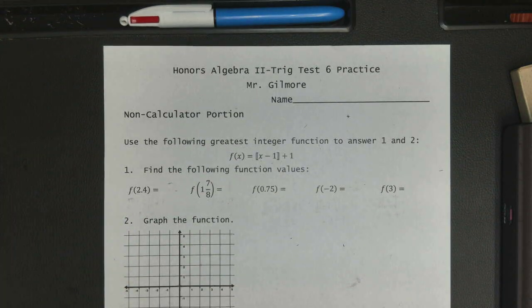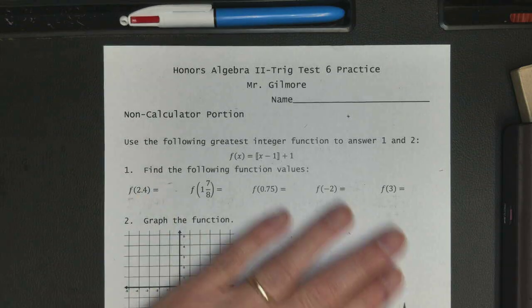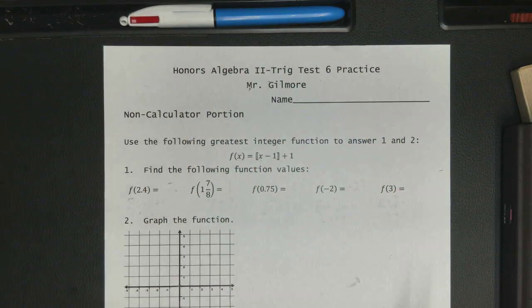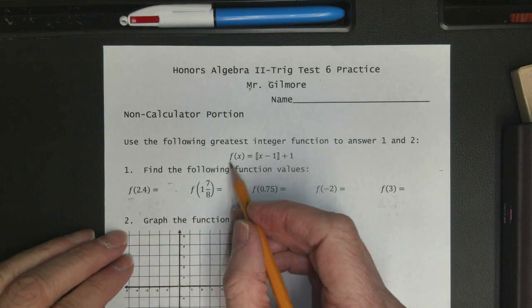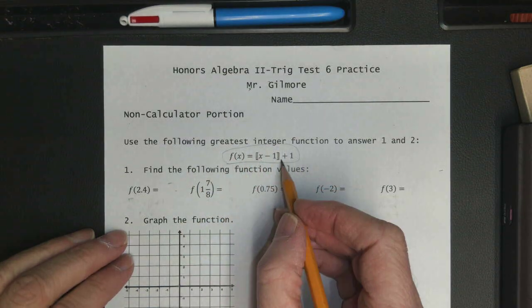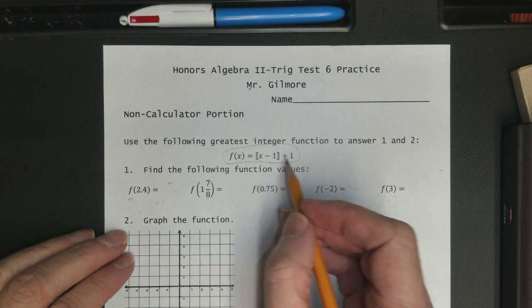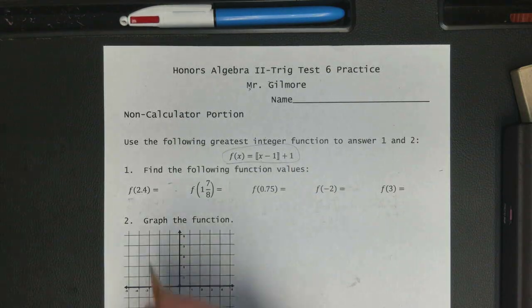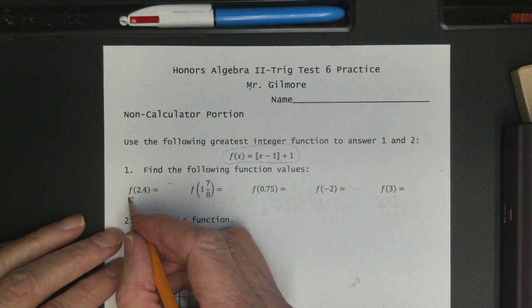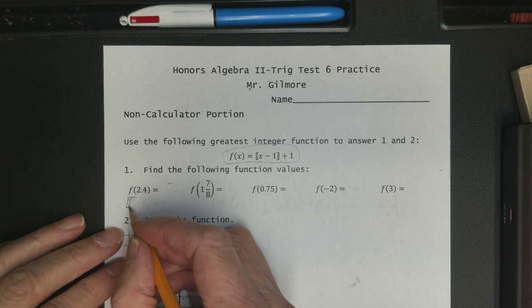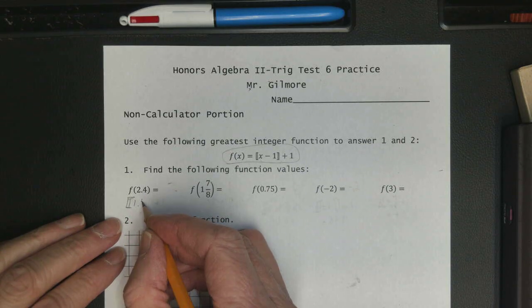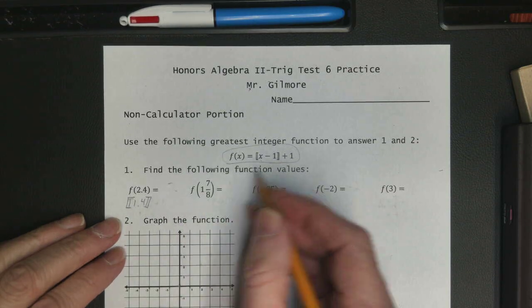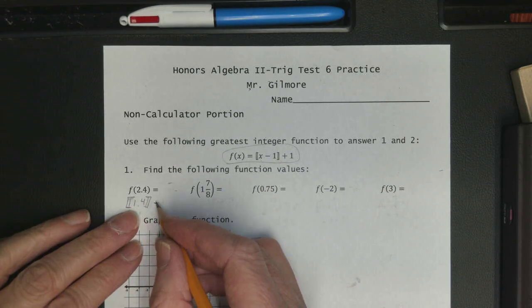Well, hi everyone. Working on this practice test here. First we have this function, the greatest integer function of x minus 1, plus 1. And what I'm going to do is find these values. Now, 2.4 minus 1, that is 1.4. Do that calculation, then I add 1 to that.